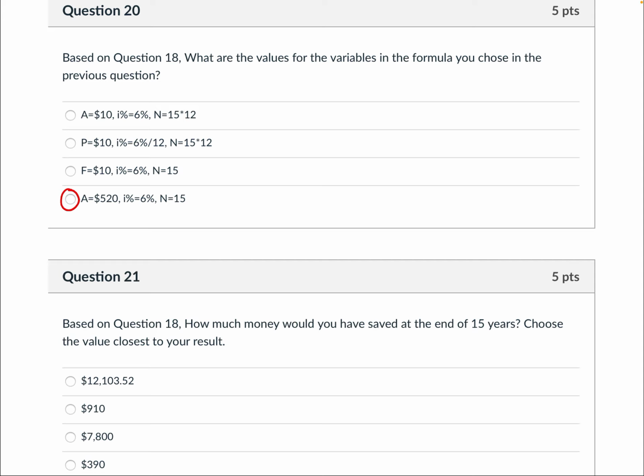And so how much money would you have saved at the end of the 15 years? So you need to calculate the F now. F equals A times F/A, I equals 6%, N is 15. A is 520, and this factor is 23.2760. So the answer is 12103.52.